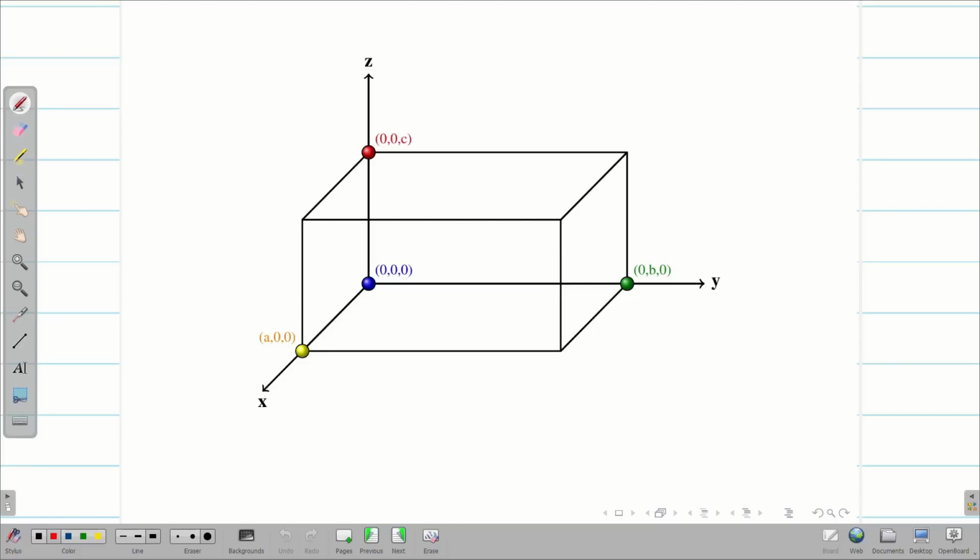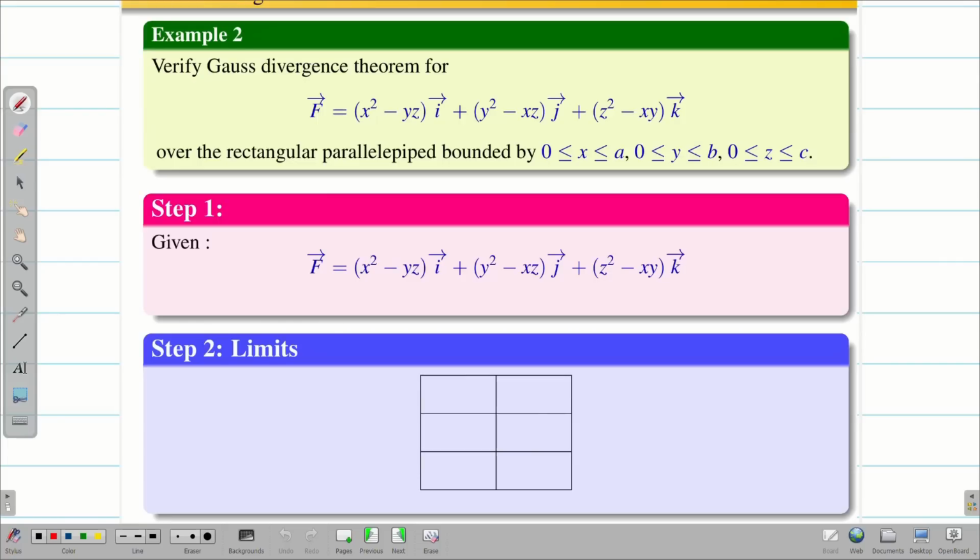Now let us write the limit. The limits are going to be 0 to a for x, 0 to b for y, and 0 to c for z. Step 3 gets over.